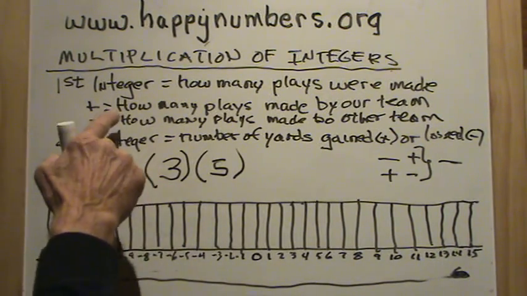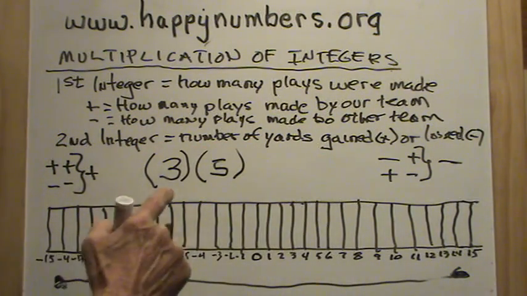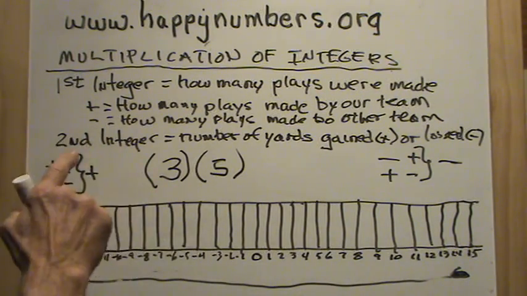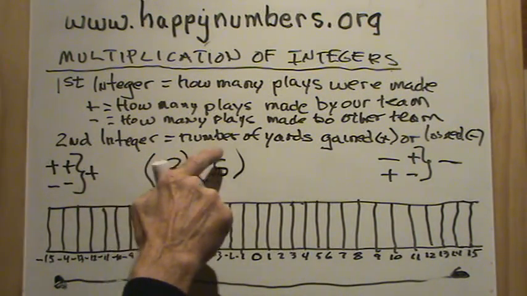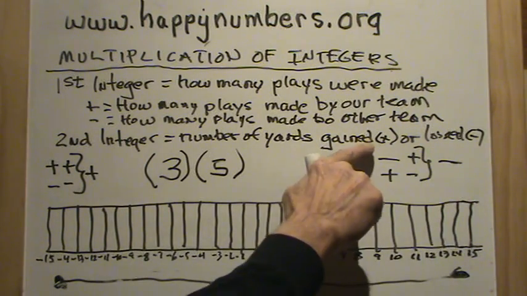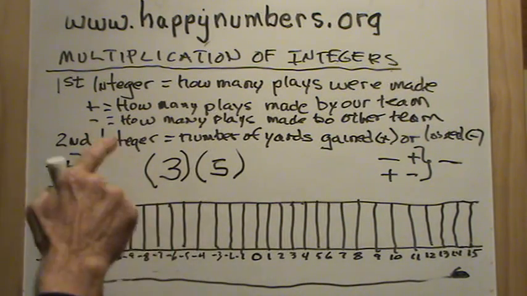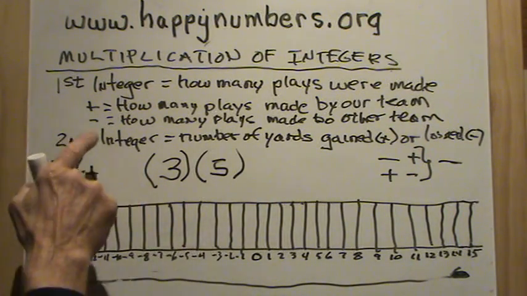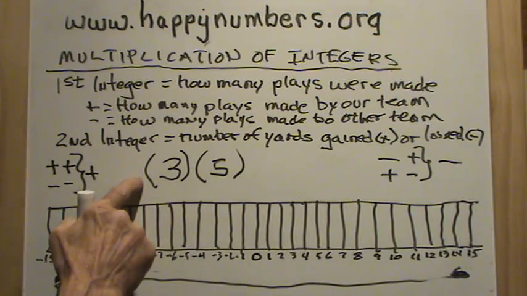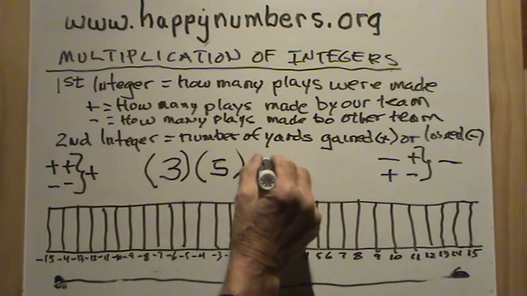3 plays took place, so the number is positive. This is a positive 3. That tells us how many plays were made by our team. So our team made 3 plays. The second integer is the number of yards gained or lost. Gained would be plus, lost would be minus. This is a plus. So our team made 3 plays because this is positive.